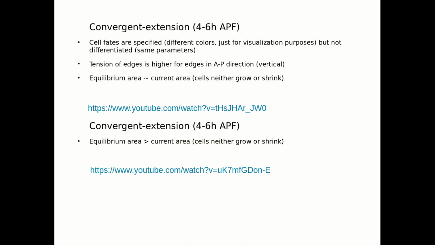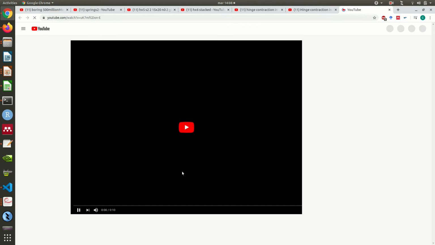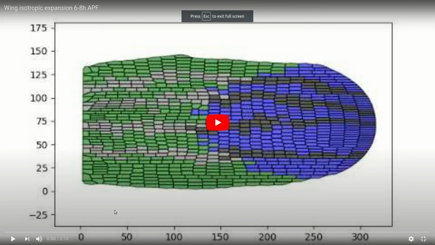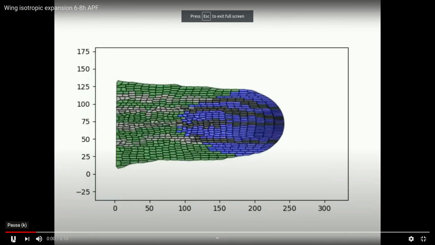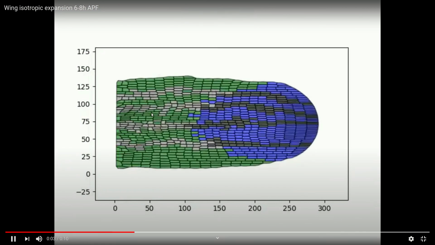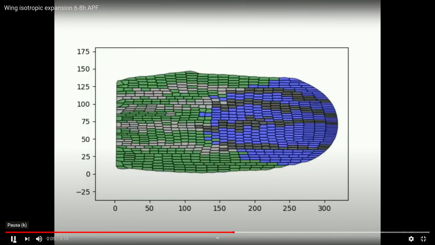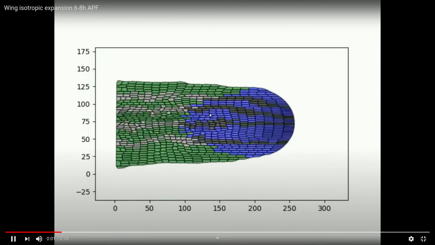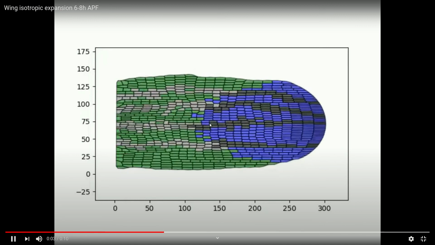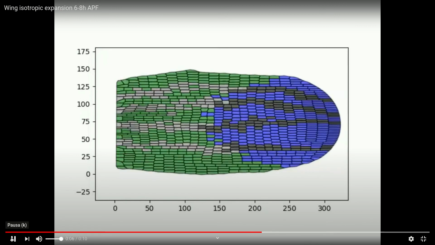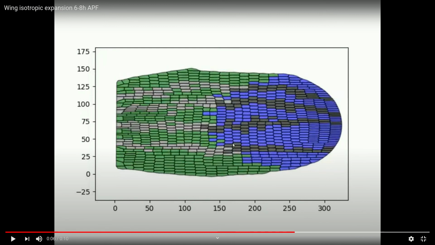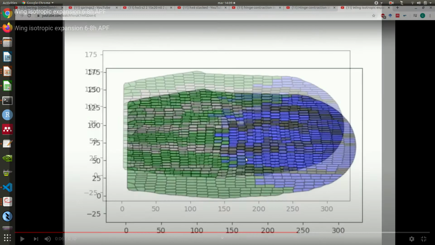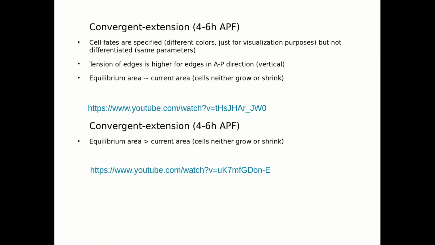And finally, we can simulate the process of expansion. This would be just an isometric expansion. So the cells increase in area, but they don't change their shape. The shape changes a little bit, but not too much. So it becomes a little bit wider. And well, that's all.